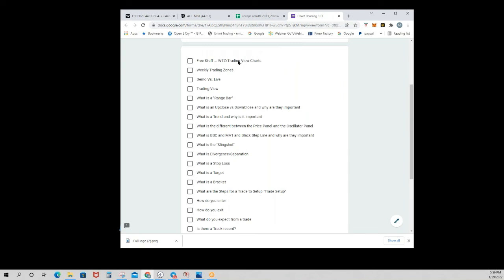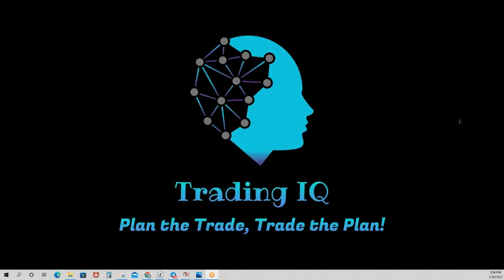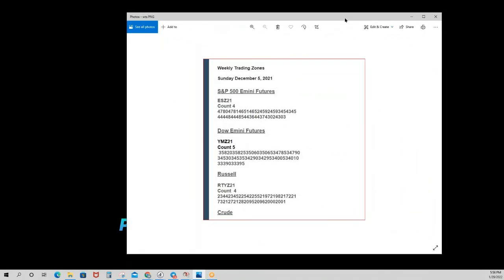First thing, weekly trading zones and TradingView charts. Now, the weekly trading zones are something that we send out every Monday morning. You will be getting them. We said we're going to give you some free ones for this week. These are the zones for December 5th. I know it's just a string of numbers to you, but I'll show you how to use them in just a minute.